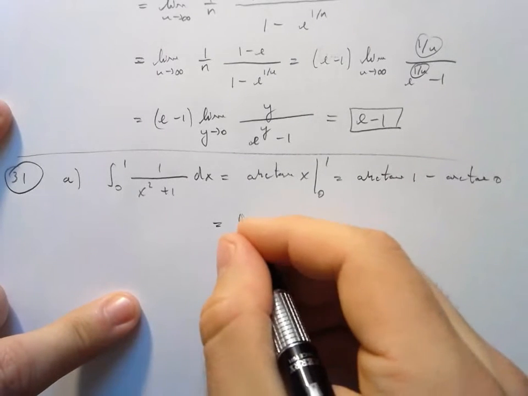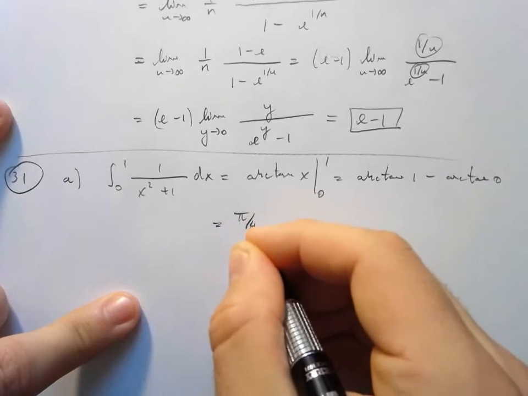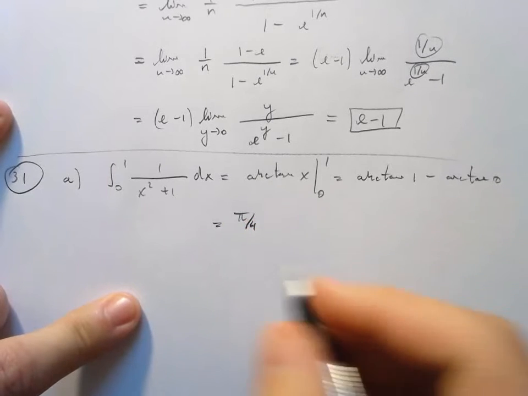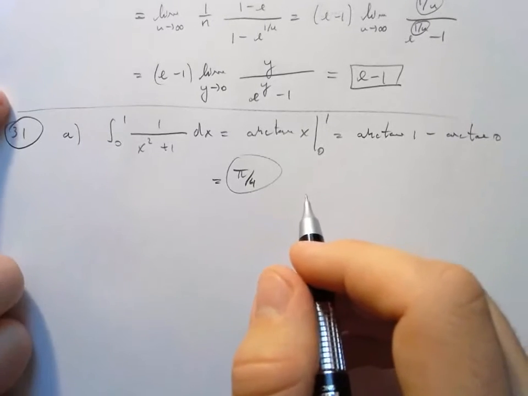And that's exactly pi over 4. And arctan of 0 is just 0. So this is the answer for part A.